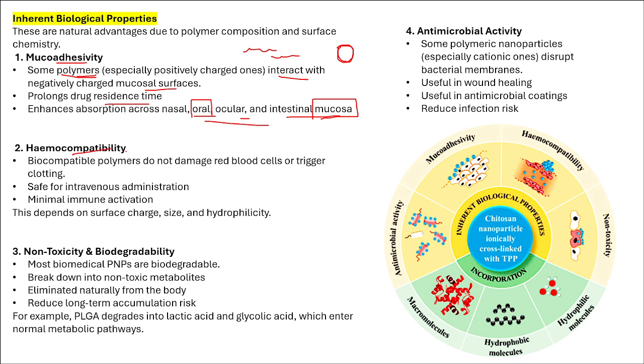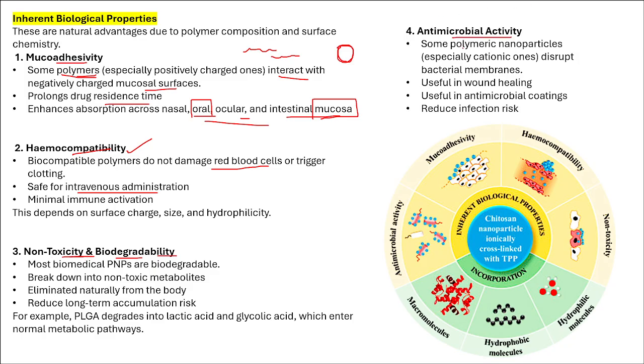Then hemocompatibility. Hemocompatibility means whatever nanoparticles or nanomaterials you're synthesizing, they do not cause damage to your red blood cells, which would make them safe for intravenous administration. Then it should be non-toxic and biodegradable, meaning there should be no toxicity, and over time it should itself undergo biodegradation so that it does not cause long-term cytotoxicity in the body.